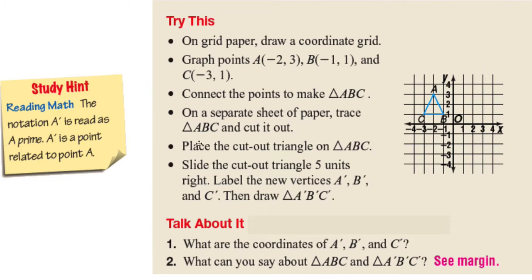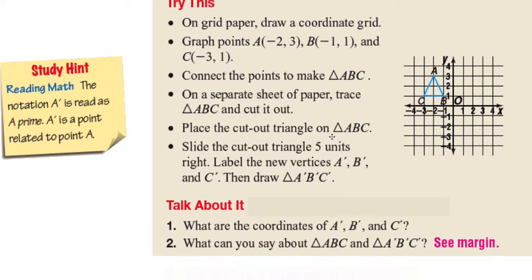On a separate sheet of paper, trace triangle ABC and cut it out. If you're following, then simply pause this and do that first. Place the cut out triangle on triangle ABC. Then we want to slide the cut out triangle 5 units right. Label the new vertices A prime, B prime, and C prime. Then we want to draw triangle A prime, B prime, C prime.